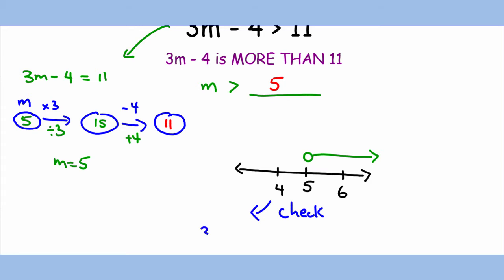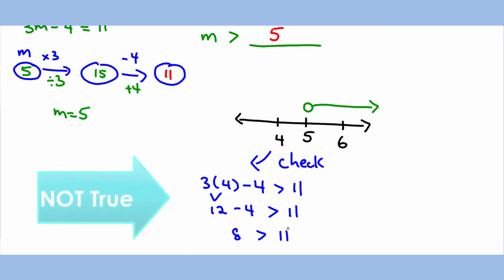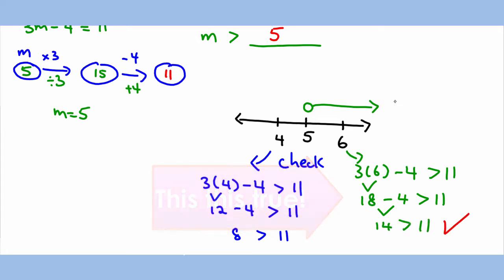Now let's check with the numbers on the left and right side of the answer. Starting with 4, 3 times 4 minus 4 should be greater than 11. And let's see, 3 times 4 is 12, which 12 minus 4 is 8. 8 is not greater than 11, so this is not true. Now on the right side, we have the 6, which 3 times 6 minus 4 should be greater than 11. And 3 times 6 is 18, which 18 minus 4 does give us 14, that's greater than 11. So this is true with the way that we graphed it.